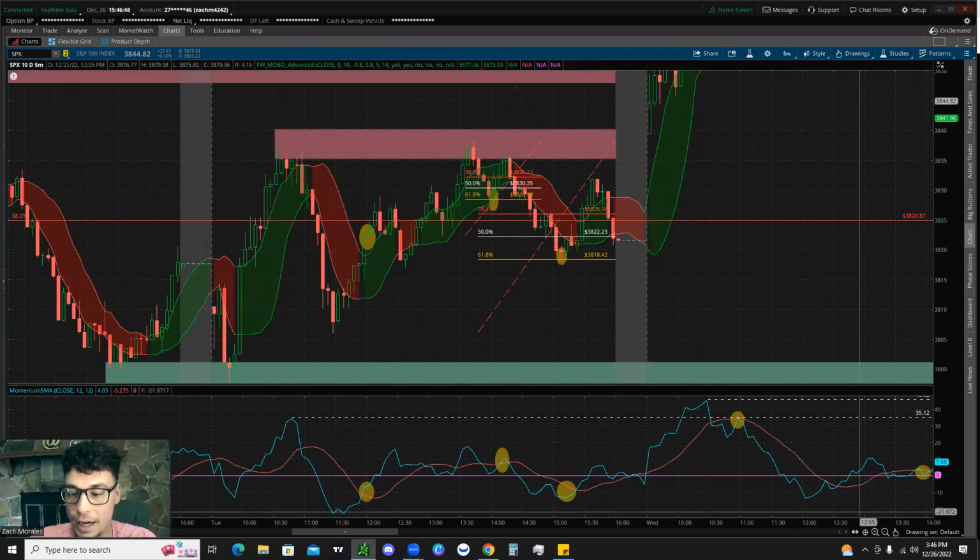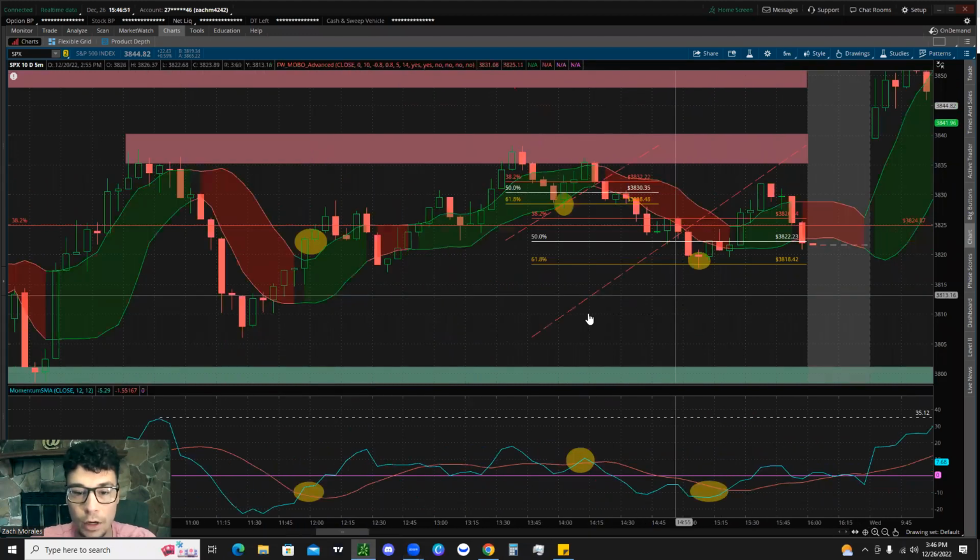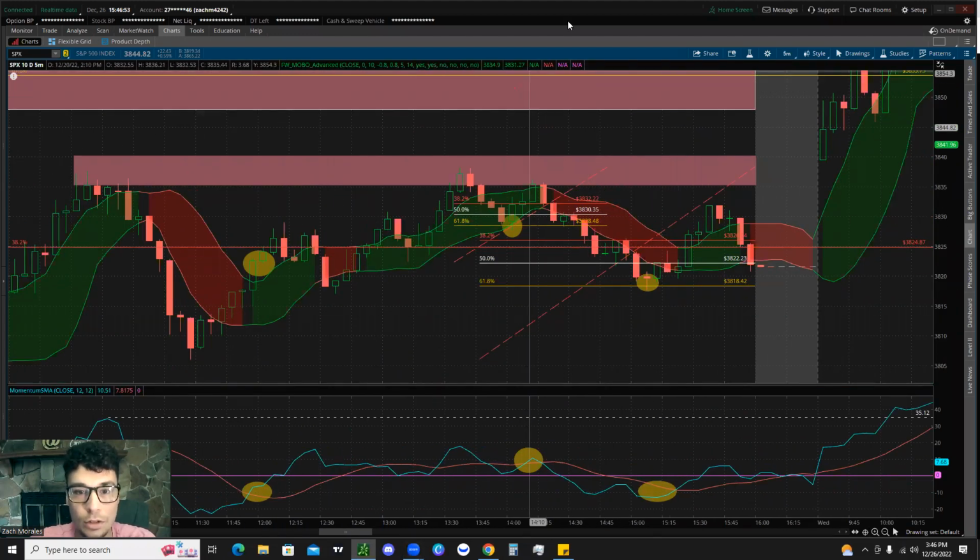The next one we had was actually going to be right over here. If we zoom in a little bit more, the way you use these clouds is they're going to act as support levels. If it's green and you see it coming down towards the bottom, a lot of times these are going to be areas of support until we break through those clouds.